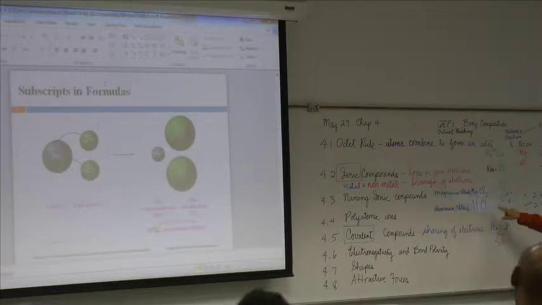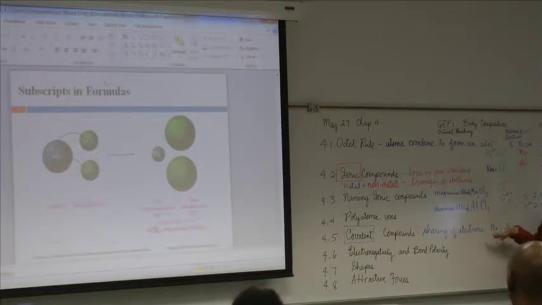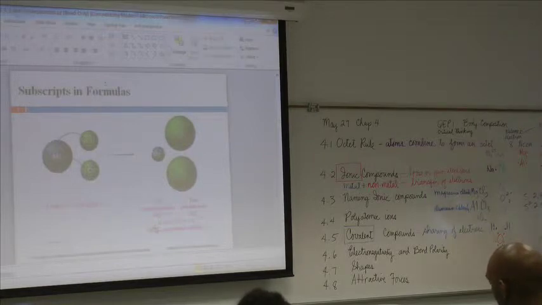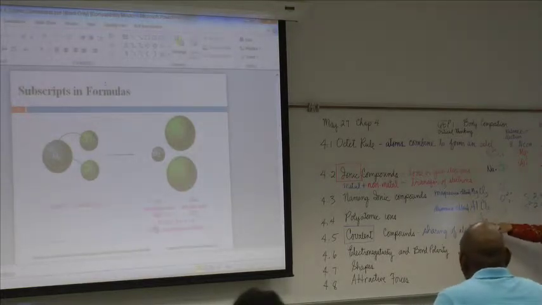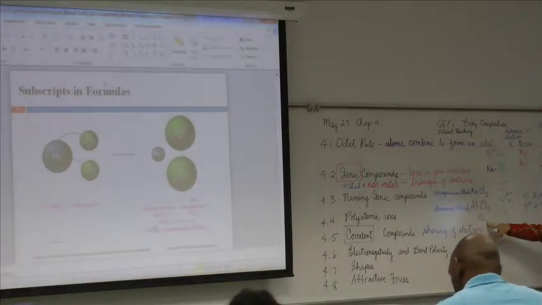Because this subscript is in the bottom, it's not written as AlCl3 in the middle, right? How do we know? Because aluminum tends to be +3. That's how you know. So you need to understand that portion. In other words, if aluminum is +3 and chloride is -1, then it will need three chloride.